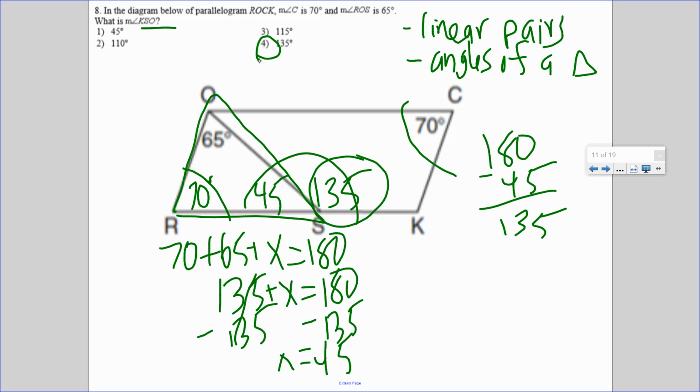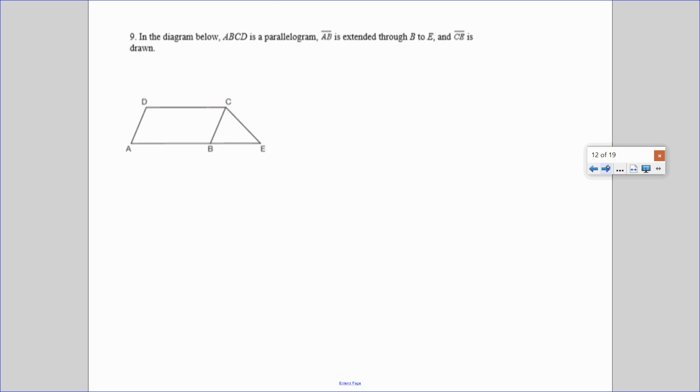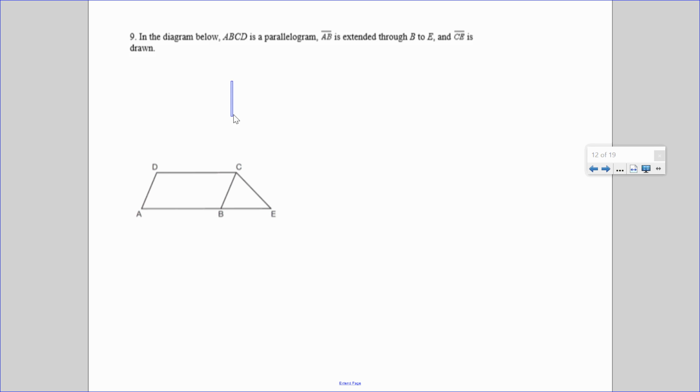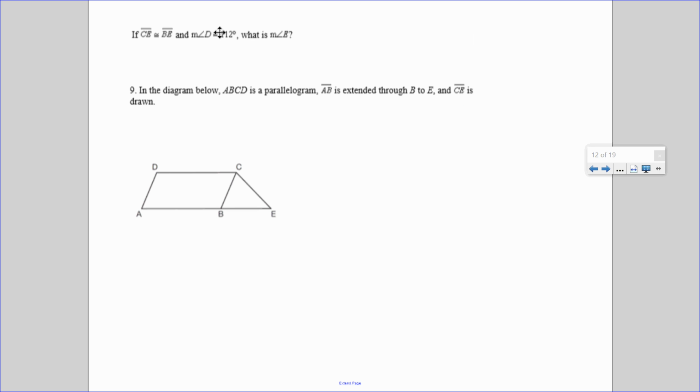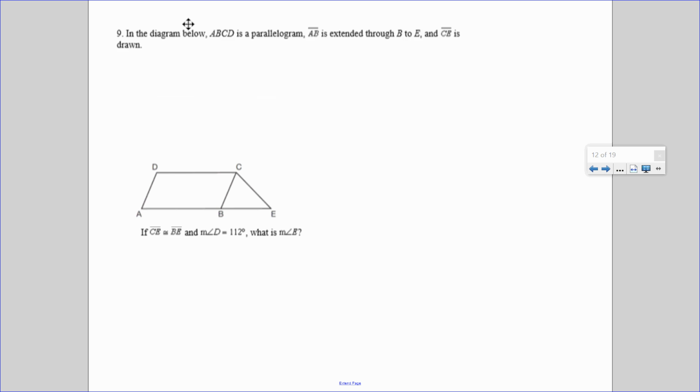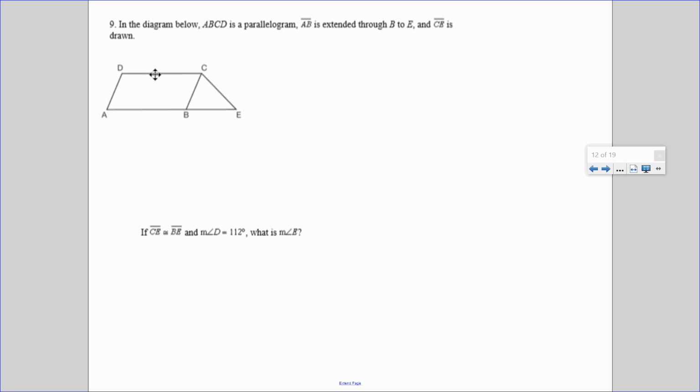Look for linear pairs, look for angles of a triangle, see if they give you any important information. In this case, a parallelogram. A parallelogram has opposite angles congruent. You can also have alternate interior angles with that as well. I usually don't do two of the same, but I'm going to do two of the same here. Although something's missing. Yep, there it is. Just because this is such an important type of question, and it doesn't take too long to go over, so why not?